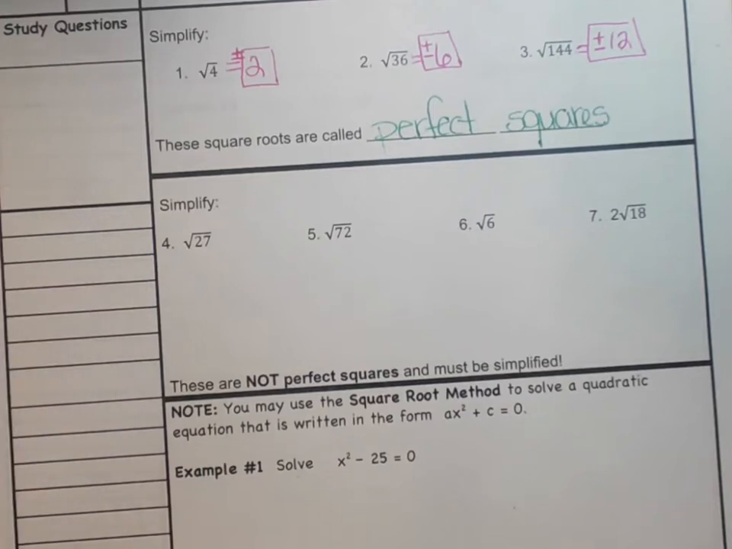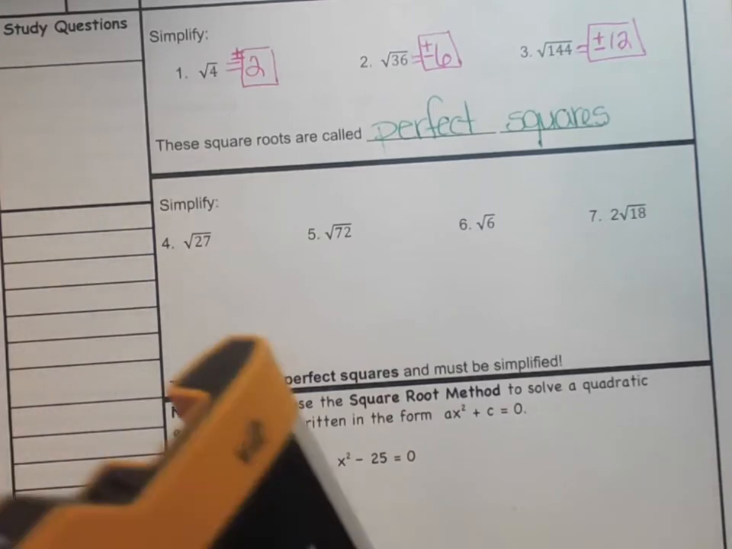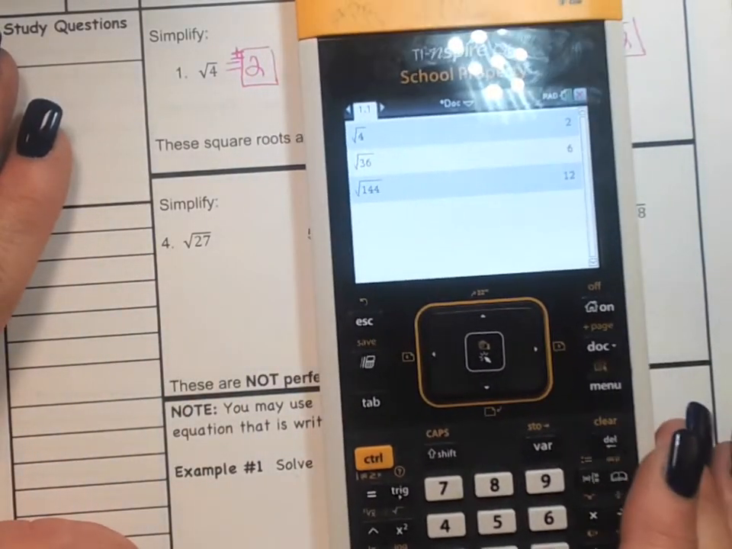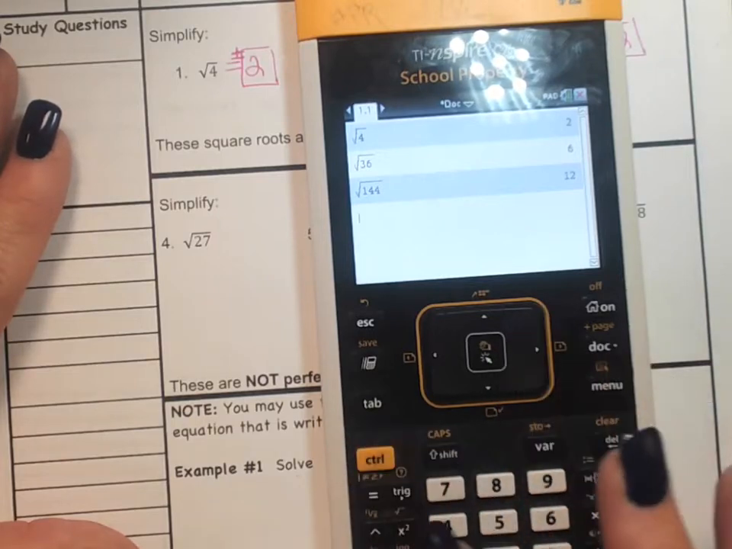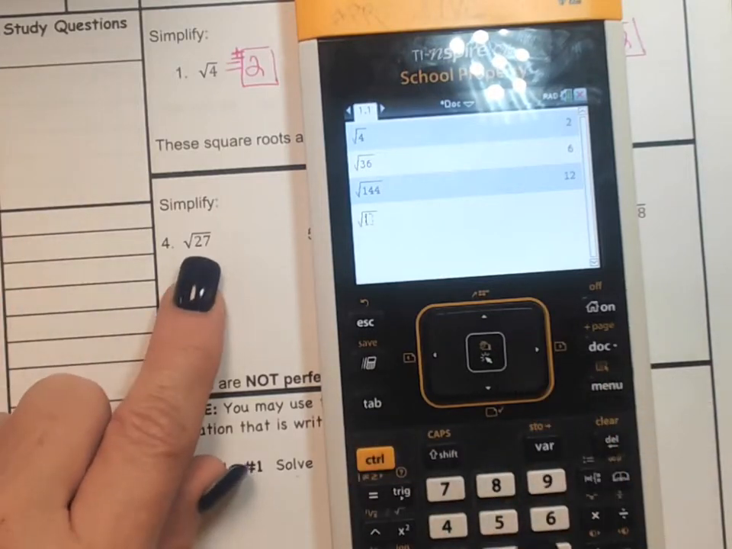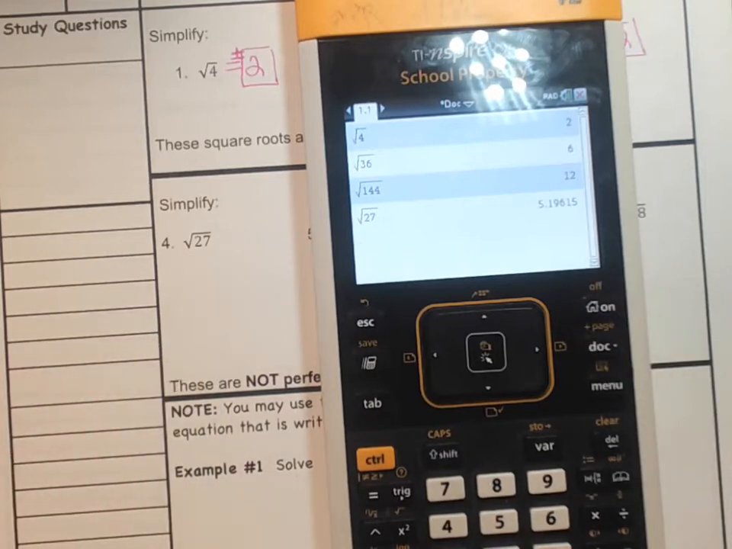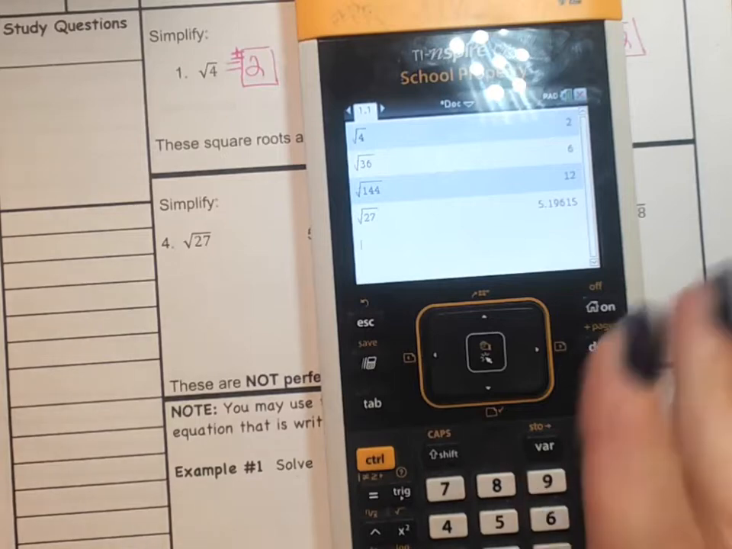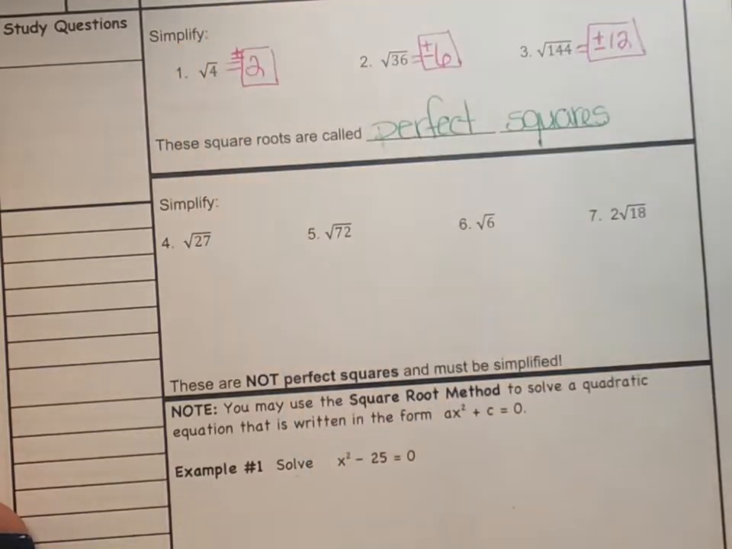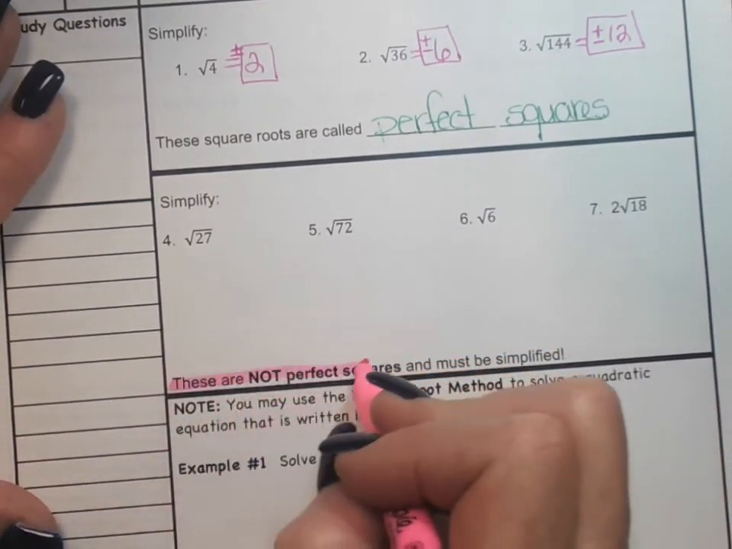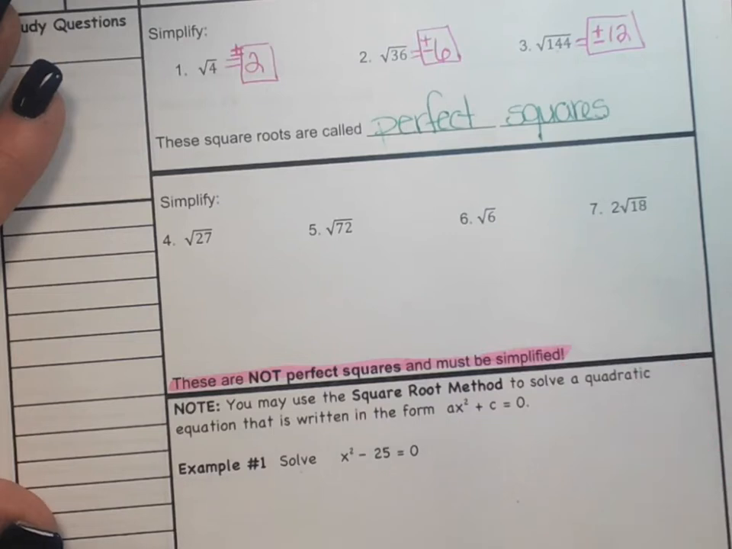Number 4 is the square root of 27. I come to my calculator, do the same steps, Control square root, and type in 27. When I do that, I get a decimal. That means this is not a perfect square. We are not going to take decimals. We're going to simplify and leave it in what's called radical form. So we have to break it down. When numbers are not perfect squares, you have to simplify. So how do we simplify? We can use our calculator.